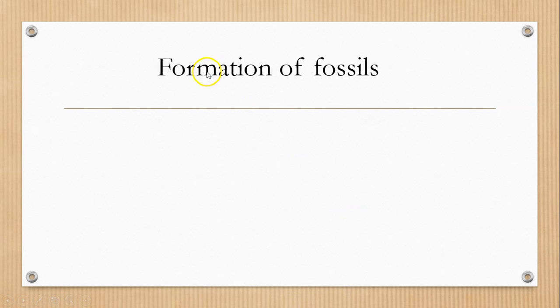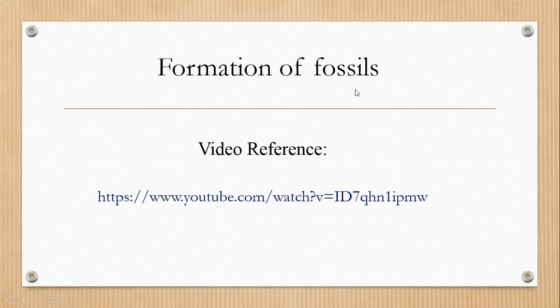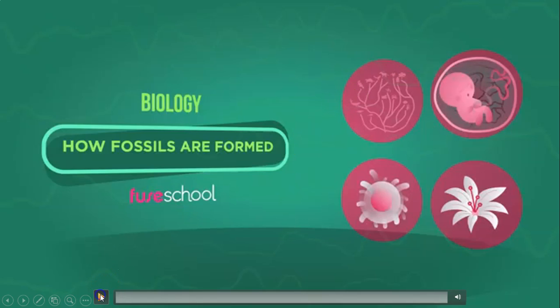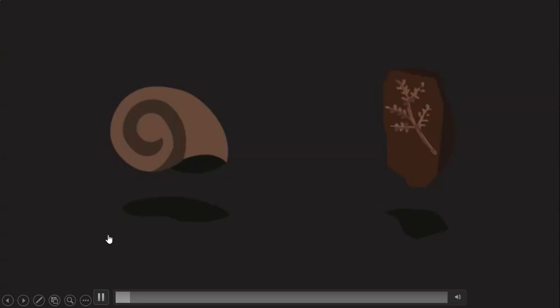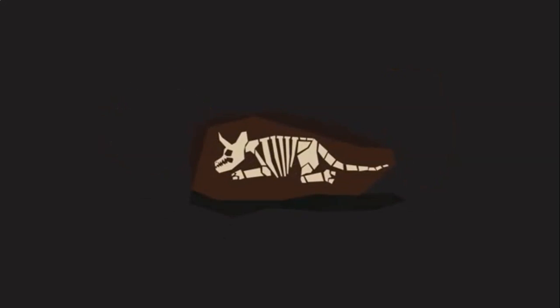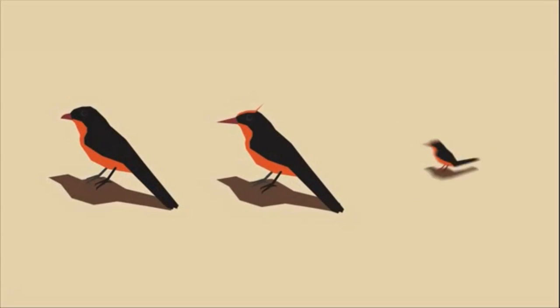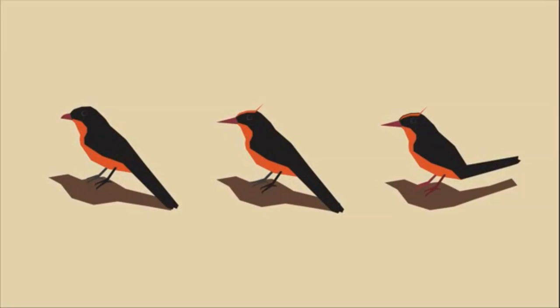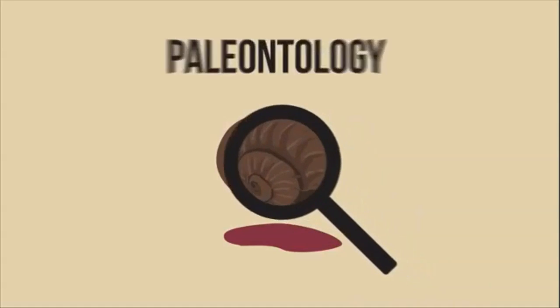Let us see a video to see the formation of fossils. What is a fossil? A fossil is the preserved remains or imprint in a rock of a plant or animal, usually one that lived a long time ago. Many of the fossils discovered so far are ancestors of organisms living today, whilst some fossils are the remains of organisms that still exist. The study of fossils is called paleontology.